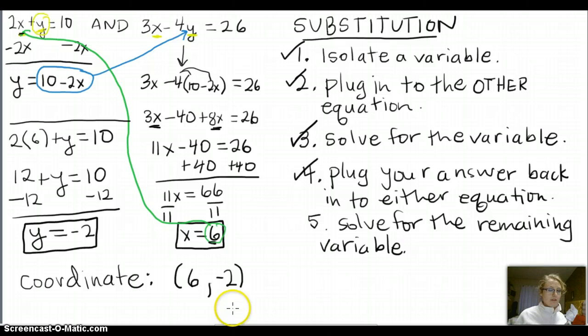Alright, we have finished this problem. We have solved for x and y and used substitution. And let's do that final check. I hope it helped.